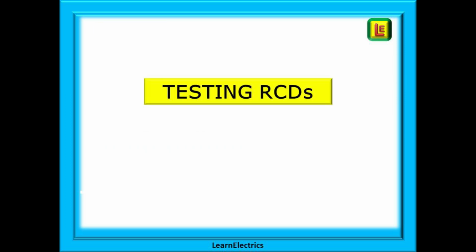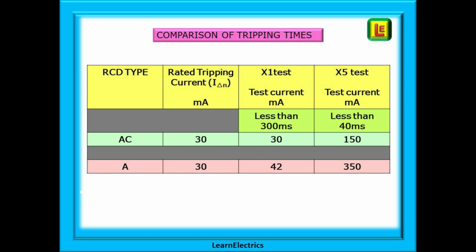So how should we now test these RCDs? Just what are the changes to the testing procedure? This table shows the AC type device and the test figures that we are all familiar with. A 30 mA device tested at 30 mA should trip in less than 300 milliseconds and within 40 milliseconds for a times 5 test at 150 mA.